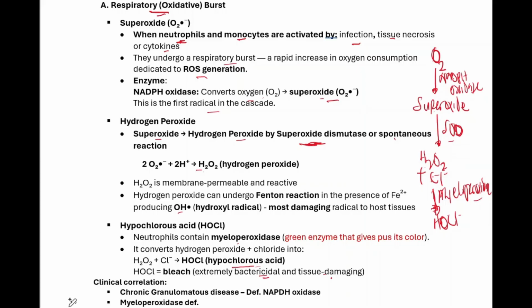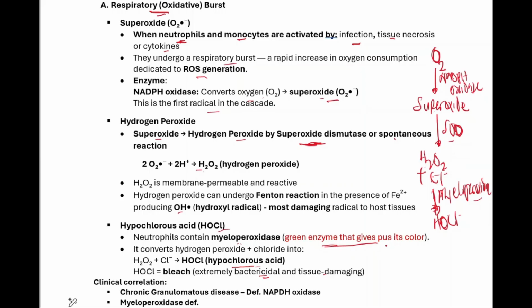And of course, it will also damage what? Tissue. And this is important to remember here, guys. The myeloperoxidase that is contained in the neutrophil is a green enzyme that gives pus its color. So they could ask, right? Somebody maybe has pneumonia and they're coughing out a lot of junk, and they said the sputum looks green.